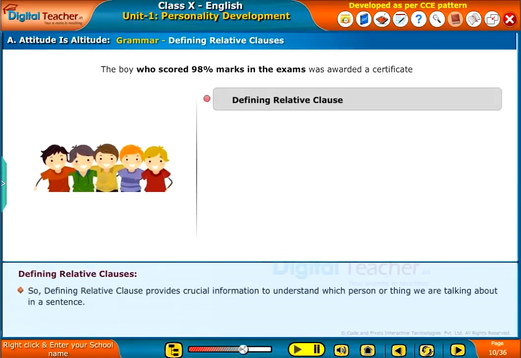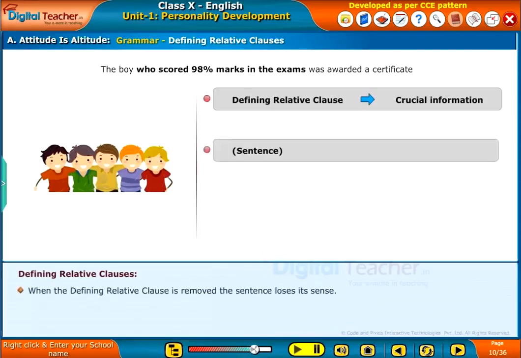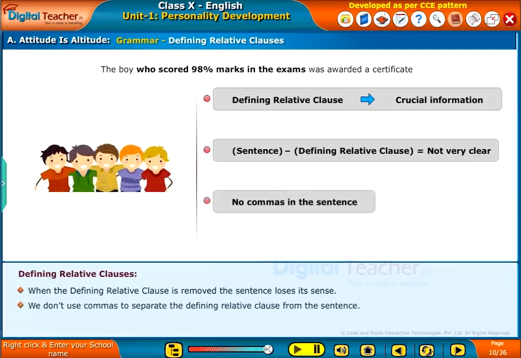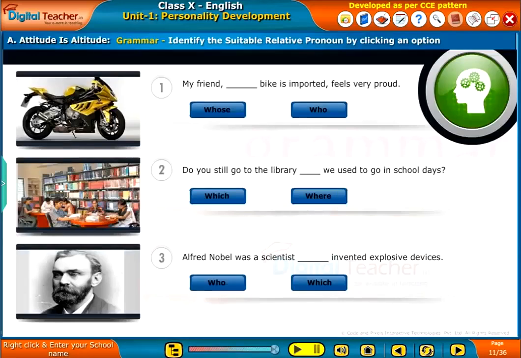So, a defining relative clause provides crucial information to understand which person or thing we are talking about in a sentence. When the defining relative clause is removed, the sentence loses its sense. We don't use commas to separate the defining relative clause from the sentence. Identify the suitable relative pronoun by clicking an option.